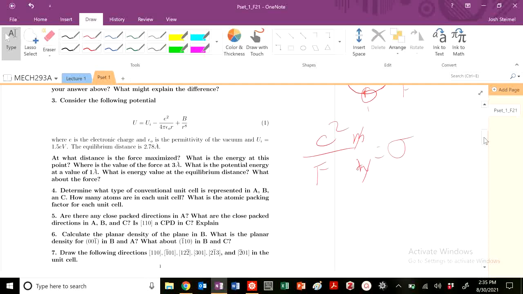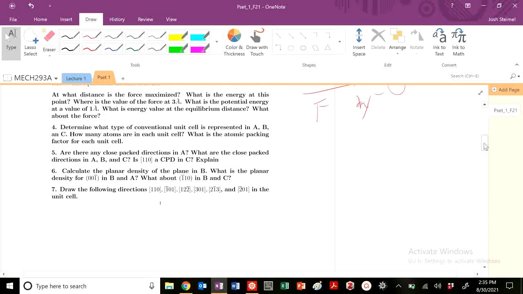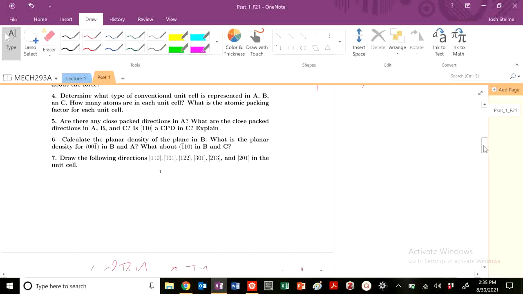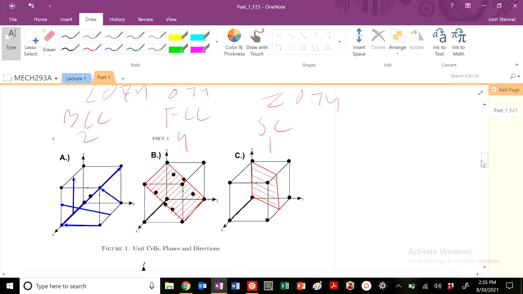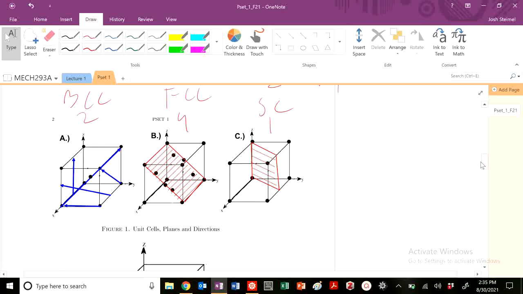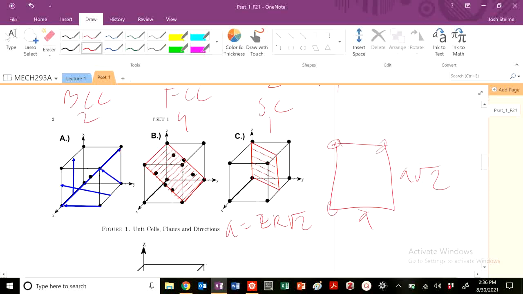All right, so let's look at the planar density, and actually we need to figure out what the plane is. So I need to calculate the planar density in the plane in B. Here we see I have a plane that looks like this in B, where this is a, and this is a square root of 2, where a in FCC is equal to 2R square root 2. So I see that I have atoms at the corners here, and atoms on the sides. So I have quarter, quarter, quarter, quarter, half, half. So there are 2 atoms per plane.